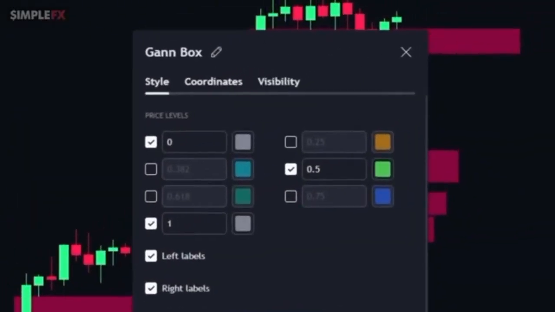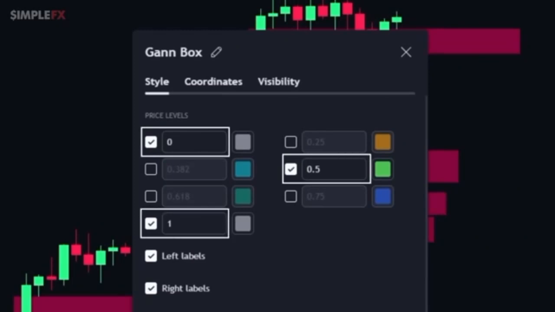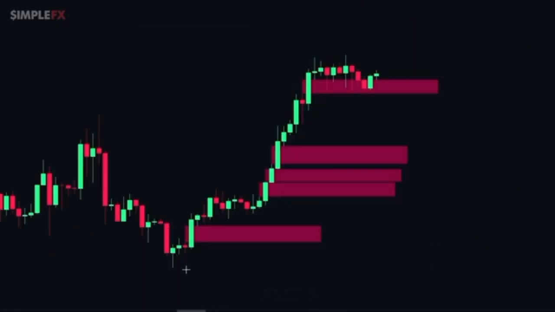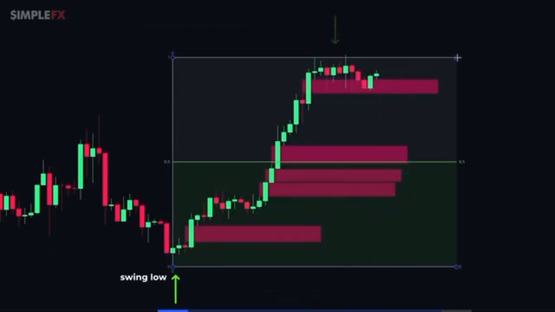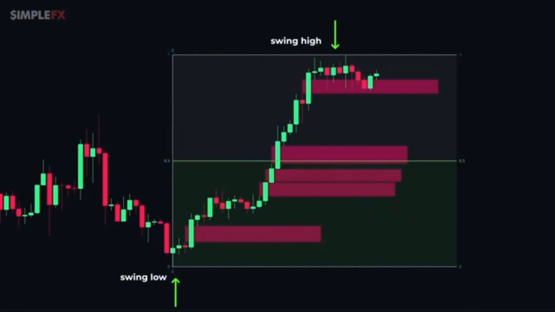You then go to Settings and set the price levels to 0, 0.5, and 1. To use the tool, you drag it from the swing low to the swing high of the movement that contains multiple fair value gaps. This line in the middle separates the fair value gaps, and you should only focus on the gaps located on the bottom area.